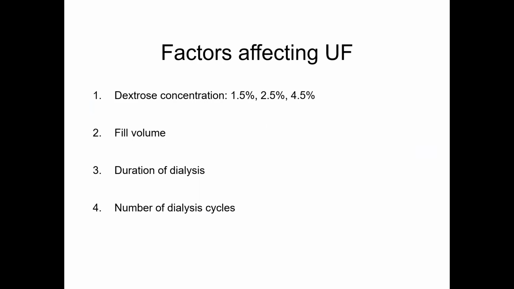Excessive fluid is removed as we increase the dextrose concentration from 1.5 to 2.5 and then to 4.5%. But it should be kept in mind that the neonatal peritoneal membrane is a high transport membrane. That is, if we increase the dextrose concentration of PD fluid beyond 4.5%, the dextrose will diffuse into the peritoneal capillaries, thus decreasing the osmotic gradient and decreasing the ultrafiltration.